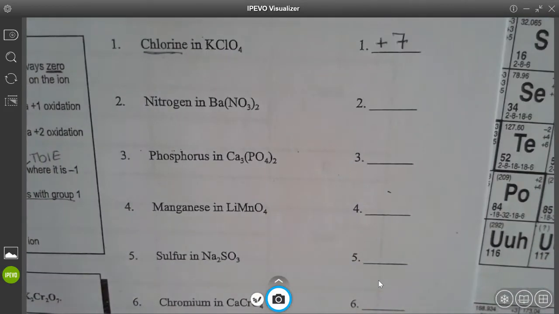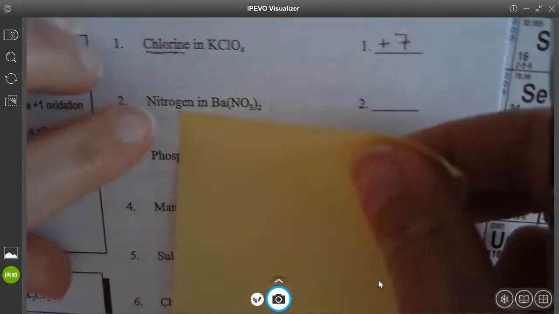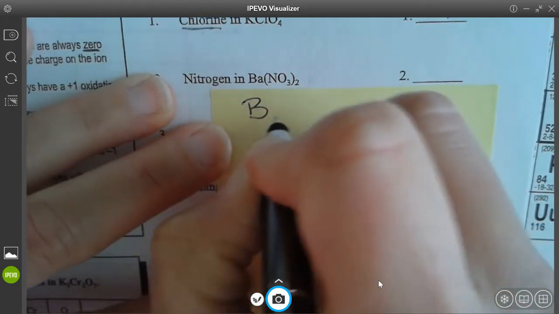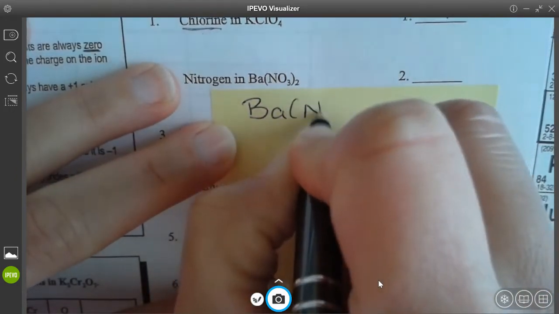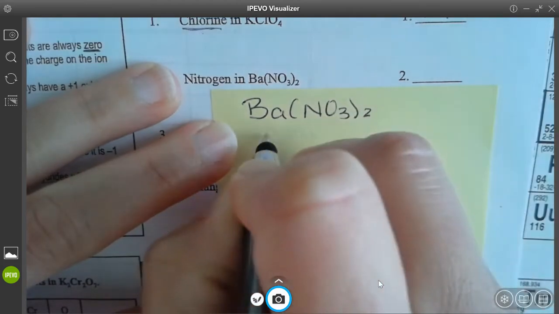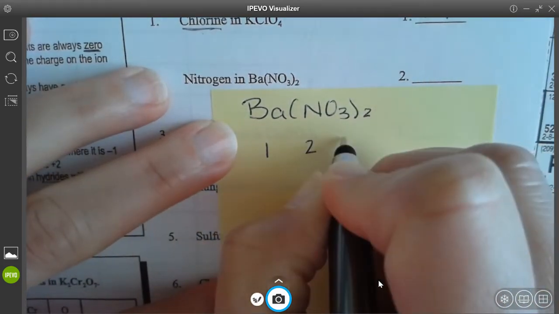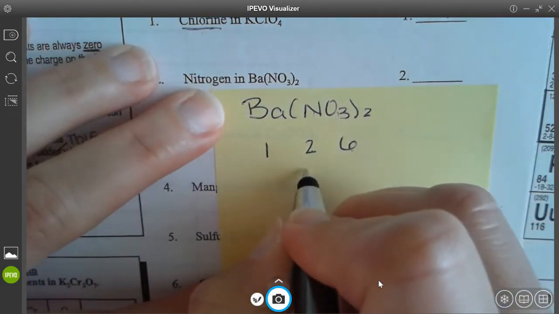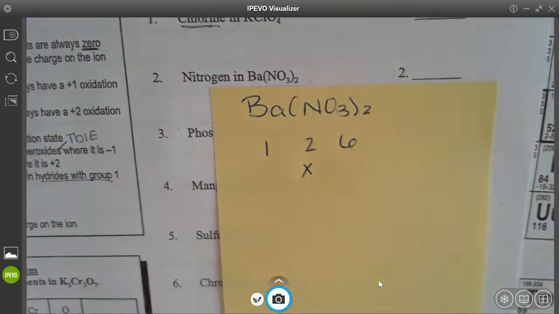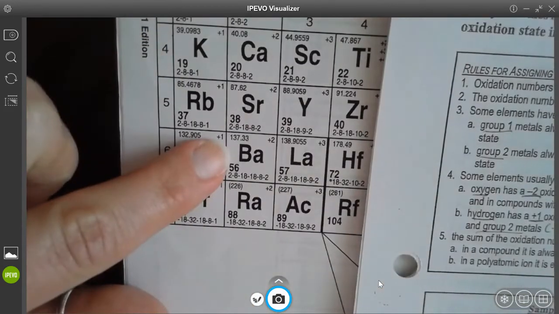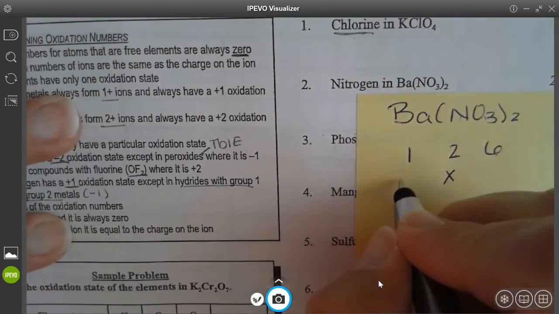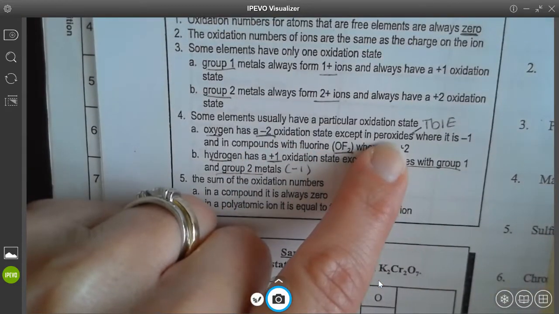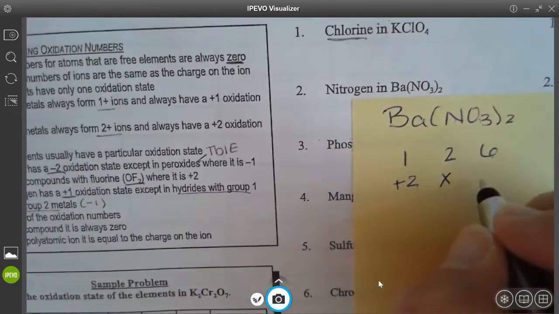Nitrogen in Ba(NO3)2. I've got 1, I've got 2, I've got 6. 1 barium, 2 nitrogen, 6 oxygen. I'm looking for my nitrogen, so that's going to be my X. Barium is a +2. Oxygen is not a peroxide. It is not bonded to fluorine.